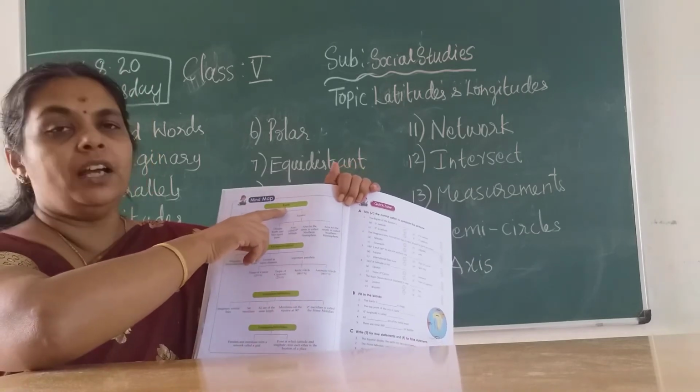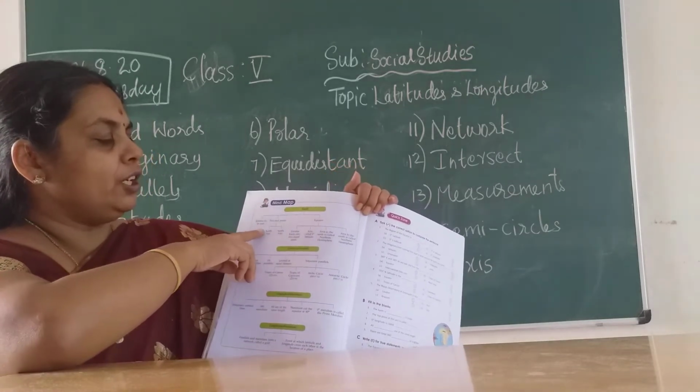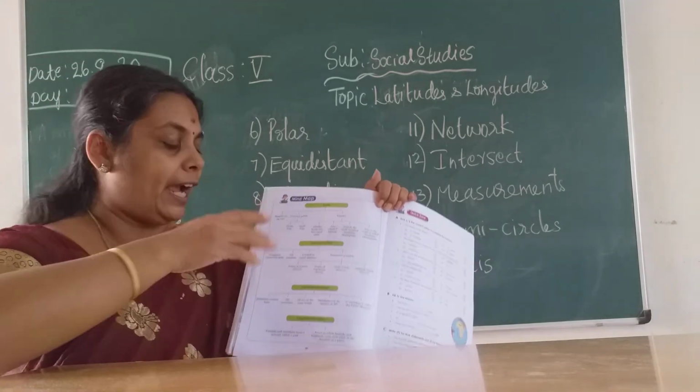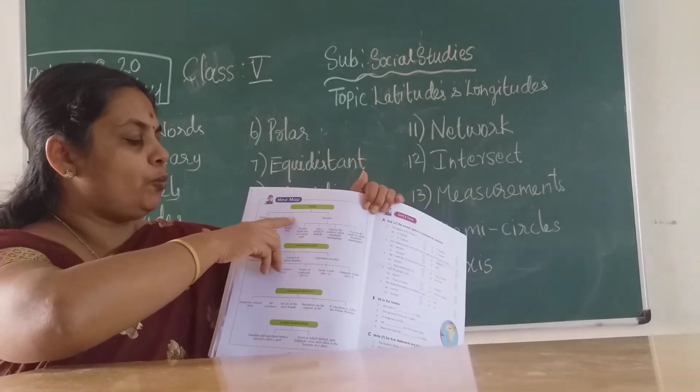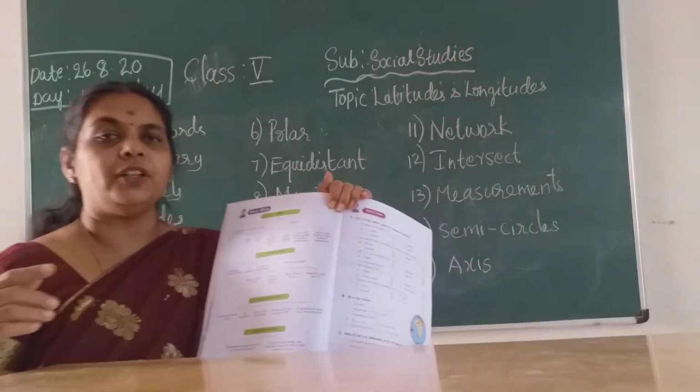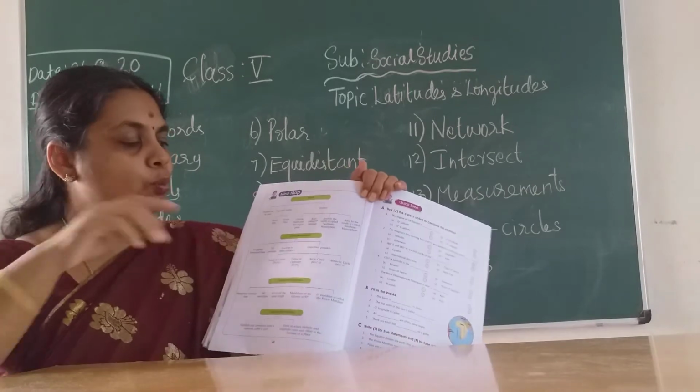So first we saw Earth is spherical in shape. It rotates on its own axis, and then it has 2 points: North Pole and South Pole, children. So I showed it on the globe, North Pole and South Pole.